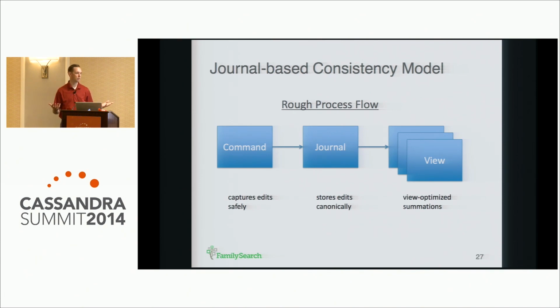Even though Cassandra has atomic batches, we wanted to capture what the user said as closely as possible to what the web request is when they came in, when they said, I want to change the name from John to Johnny or something like that. The journal is the truth, though. The command is not truth. Once it's recorded in the journal, you can reconstruct everything from the journal. And the views are computed from the journal.